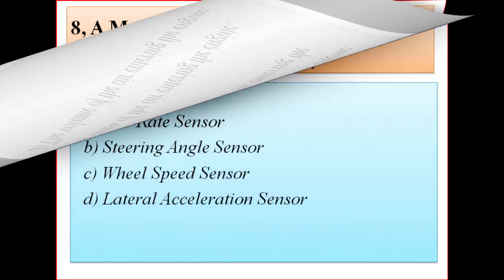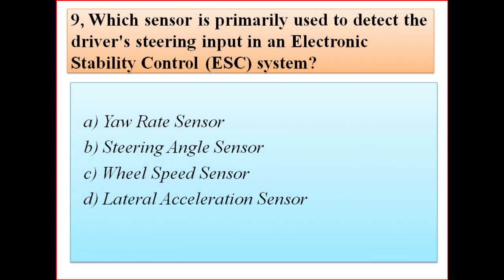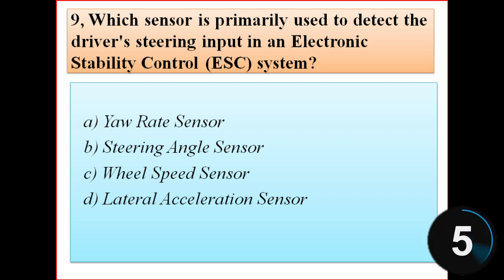9. Which sensor is primarily used to detect the driver's steering input in an electronic stability control, ESC, system? A. Yaw rate sensor. B. Steering angle sensor. C. Wheel speed sensor. D. Lateral acceleration sensor.